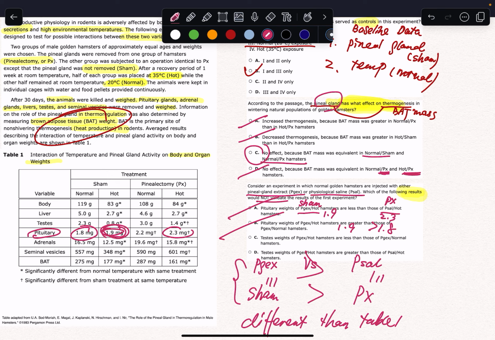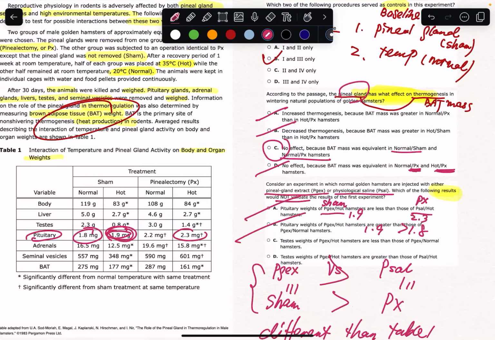And then C. C is about testes weights, so I'm going to find testes weights. Where's testes? Okay, it's here. It says testes weights of sham hot are less than sham normal. Sham hot is 0.8, sham normal is 2.3. Is 0.8 less than 2.3? Yes. So it is what I see on my table, and I can cross it out.